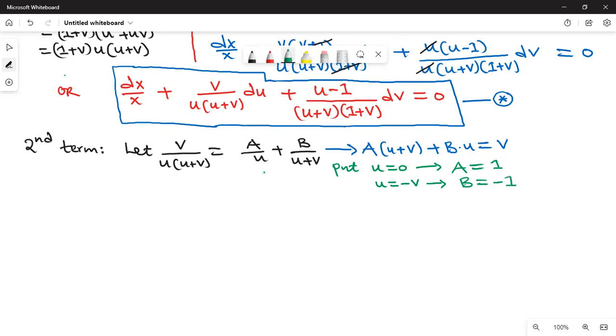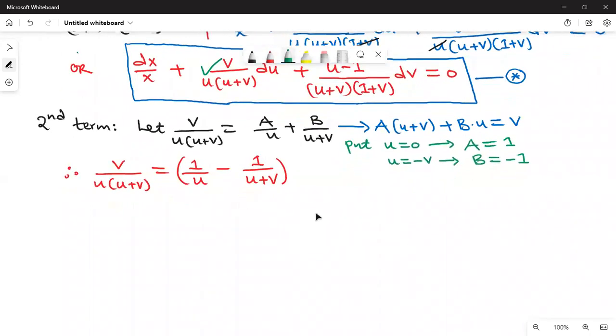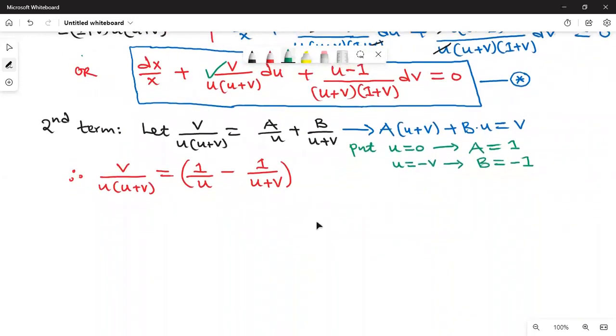So we have found those constants. Now we can say that therefore v over u into u plus v can now be written as 1 over u minus 1 over u plus v. So that's what we'll write in place of the second term here. Let's also decompose the third term. Third term, let me write third term.